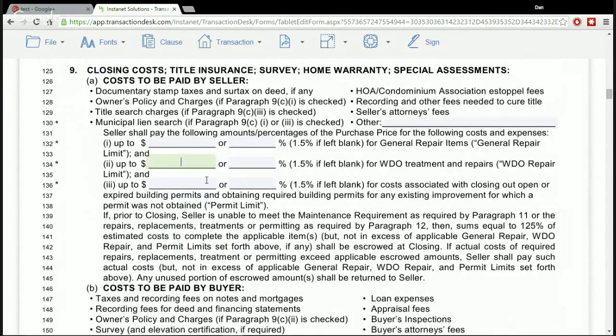So you can either do it as a percentage of the sales price or a straight dollar figure. Okay, but if the repairs that qualify under the general repair items, and we'll go over those in a second, if the amount of those repairs falls within the amount of this allowance, the buyer can't cancel and neither can the seller. Both parties are obligated to see it through. And if it's $1,000, the seller has to spend the $1,000 to fix it and the buyer can't cancel.